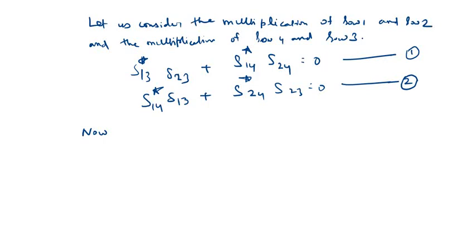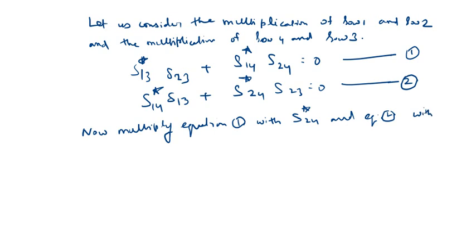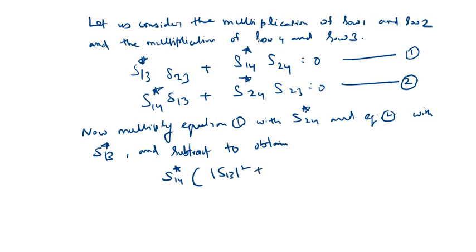Now what I told you, that you just multiply equation number 1 with S24 conjugate and equation 2 with S13 conjugate, and subtract the resulting expressions, to obtain S14 conjugate, S13 square plus minus.